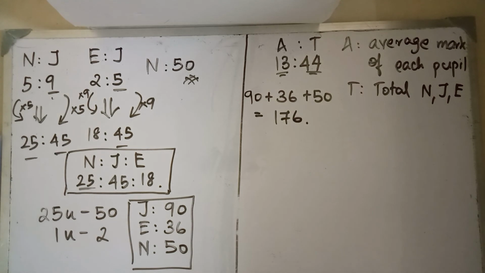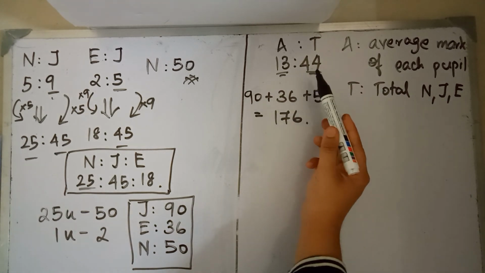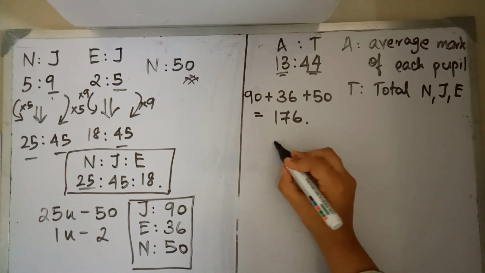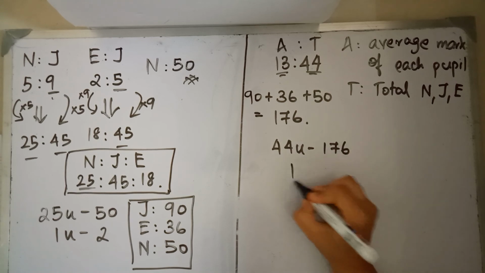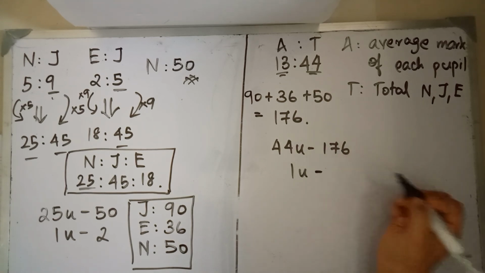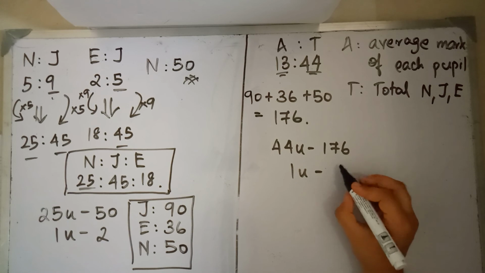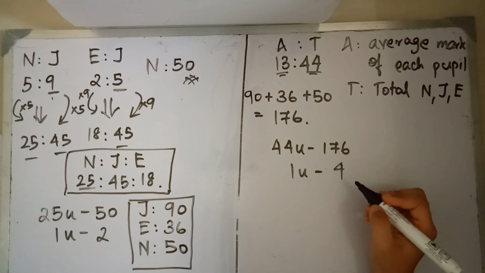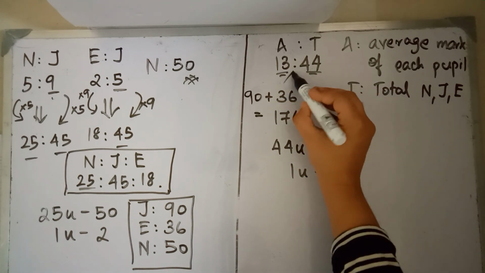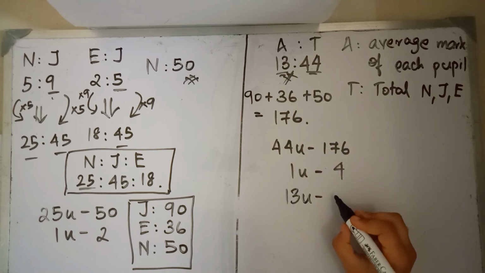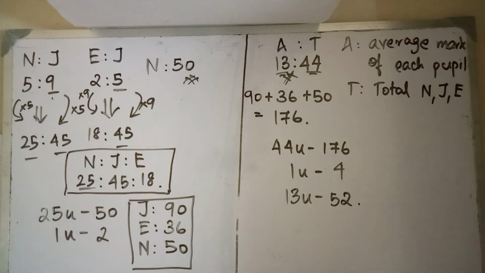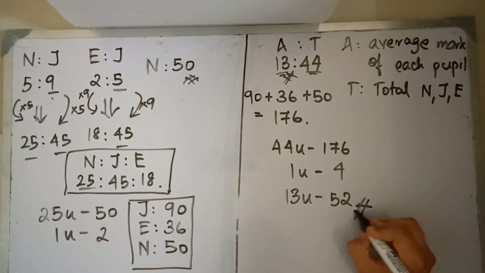This will give 176. Now 176 is equivalent to 44 units. So 44 units is 176. Then 1 unit will be 176 by 44, which will give you 4. Then can we find the average? Yes, we can just take 13 units and that will be 52. So the average mark scored by each pupil will be 52 marks.